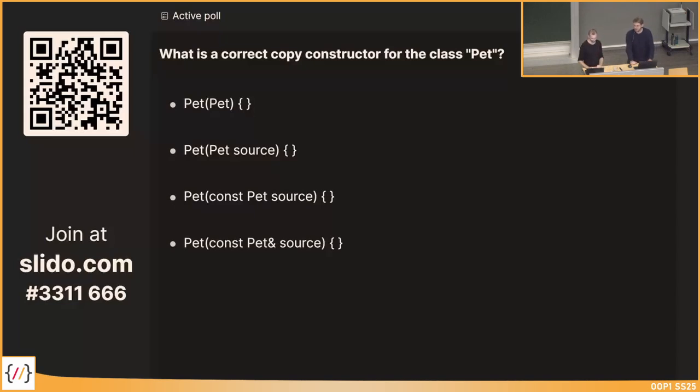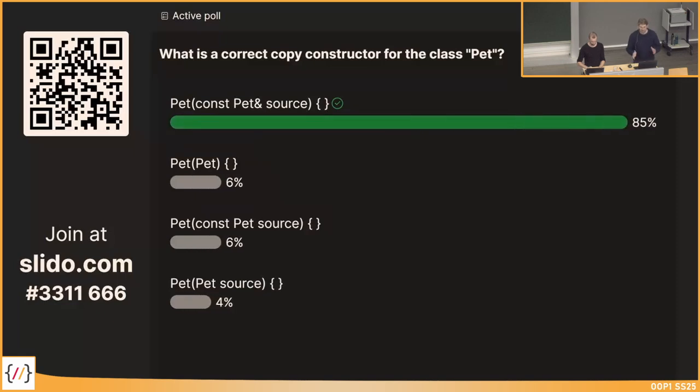Okay, let's wait 10 more seconds. And let us see. Yeah, great. 85% got it correct. So if we want to declare, or in this case define the copy constructor, we have to use the reference of the source. So this is really required, and it's also best practice to use the argument that is passed as const.